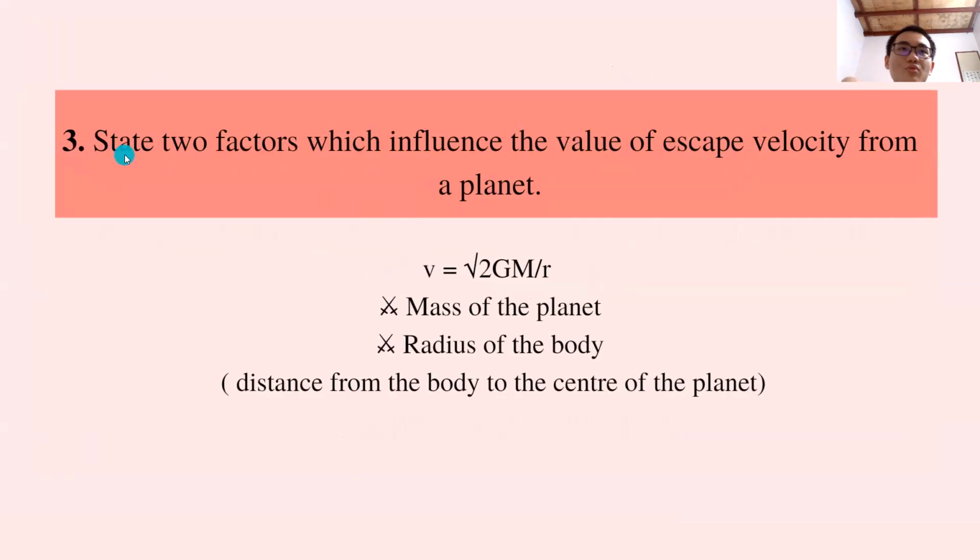Question 3. State two factors which influence the value of escape velocity from a planet. The escape velocity formula is V equals the square root of 2GM over r. As G is constant, M, the mass of the planet, and r, the radius of the body, will be the factors that influence the escape velocity, where the radius of the body is the distance between the body and the center of the planet.